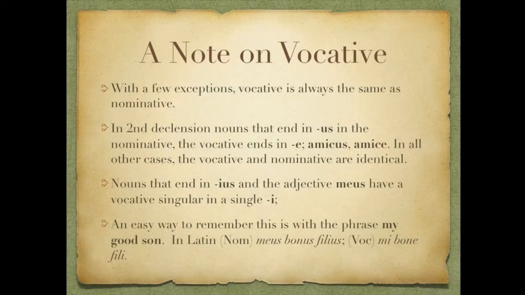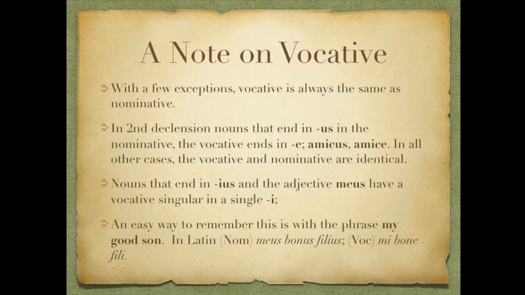A brief note on the vocative. With very few exceptions, the vocative is always the same as the nominative. In second declension nouns that end in -us in the nominative, the vocative ends in just -e. So our example, amicus, amice. In all other cases, the vocative and the nominative are identical. Nouns that end in -ius are another special case, and the adjective meus. They all have a vocative singular in a single -i.